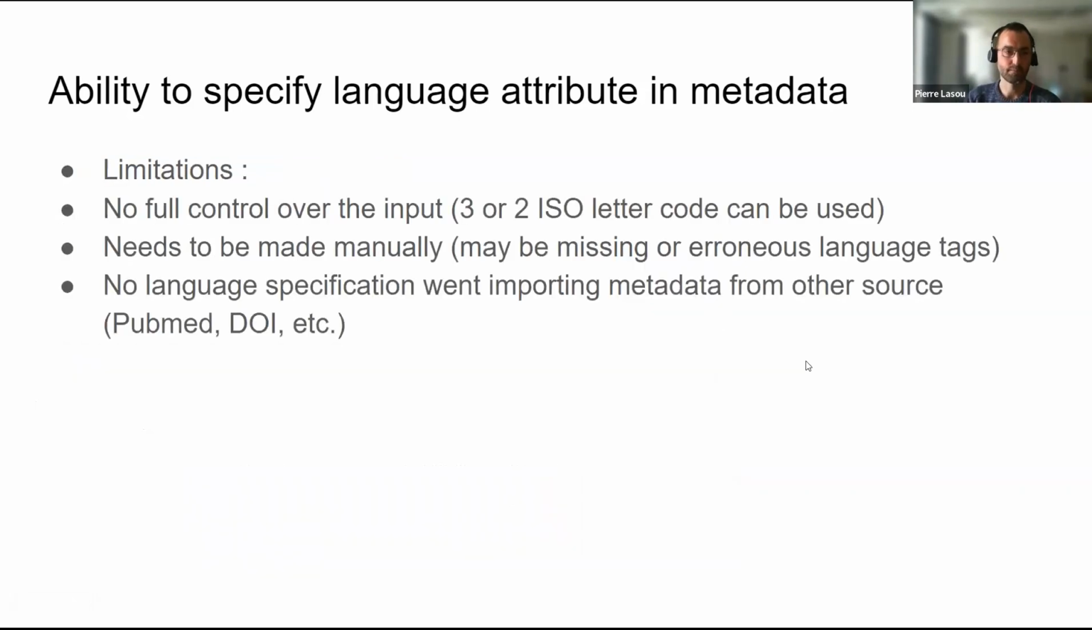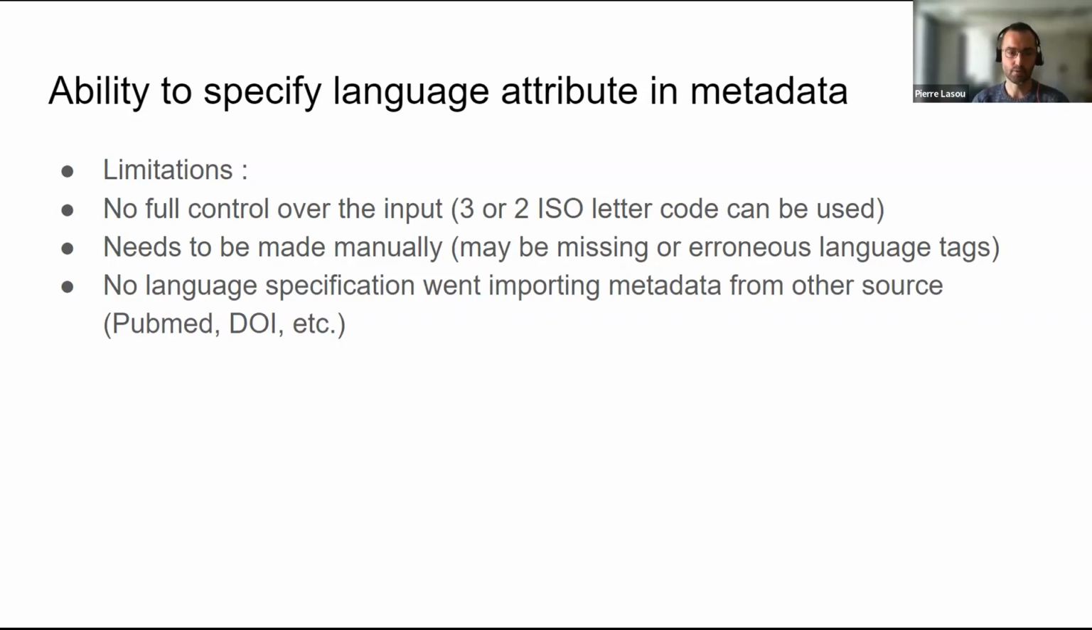There are some limitations on this too. One is you don't have full control over the input. I've shown in the previous screen a drop-down list, but it's only on one page. You see this when you're providing content, but once your content is archived, you don't have this kind of control. So you may have missing content, missing attributes, or even two or three letter codes. So you don't have one specific ISO language code that is applied.